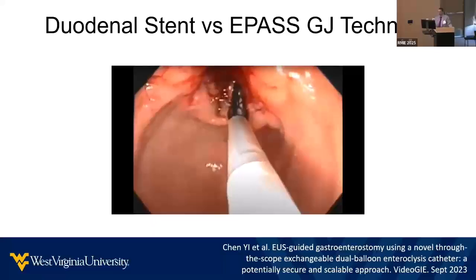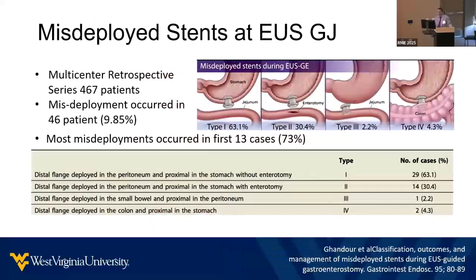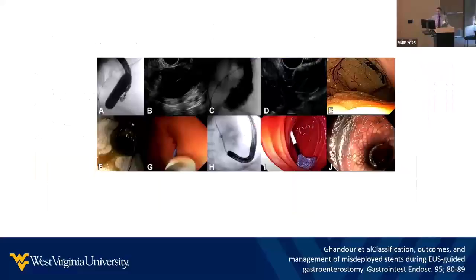So, now that we've showed that, let's talk about the potential complications with the EUS-GJ. Multi-center retrospective series of 467 patients, up to a 10% misdeployment rate that occurs. Now, in this, most of these cases occurred in the first 13 procedures that endoscopists performed, but you have to be prepared to salvage. So if you're going to take this on, you have to be willing to understand that you may have to perform a NOTES reintervention. Here you can see a misdeployment of the distal flange of the EUS-GJ that can then be recaptured over the wire, and then a new stent sent in and then redeployed.